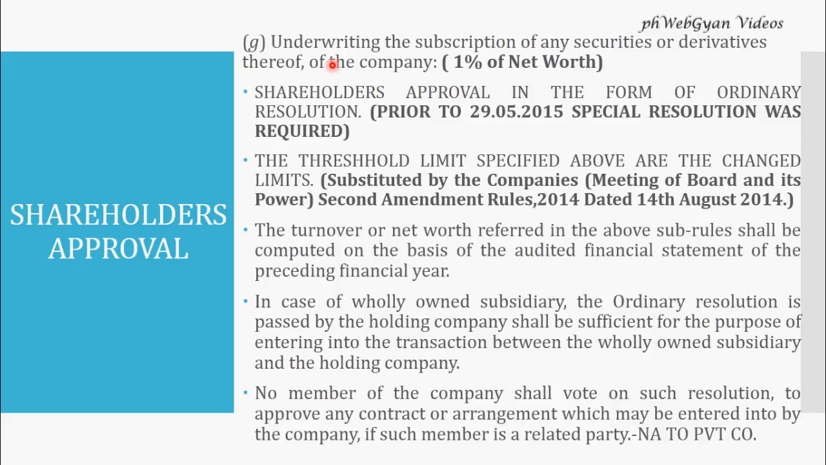Okay, but for any transaction entered before this date, which limits are to be seen? Those limits. Any transaction entered by the company before 14th August 2014, which limits are to be considered? Those which were applicable prior to this date. Okay, so now another important point: the turnover or the net worth of which year do we have to take? It should be on the basis of the audited financial statement of the preceding financial year.